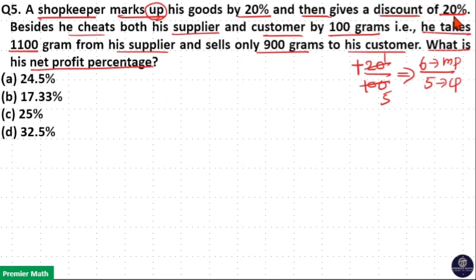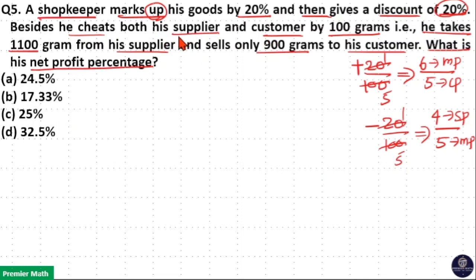Then he gives a discount of 20%, which means he is giving this discount on the marked price. That is a discount on this price tag. So discount means minus. 20% means 20 by 100, so minus 1 by 5. If 5 parts is the marked price, that is the price tag, then he is giving 1 part discount. So 5 minus 1, 4 parts is the selling price. That is, if 5 parts is the price tag, that is the marked price, then 1 part is the discount. So 5 minus 1, 4 parts is the selling price.